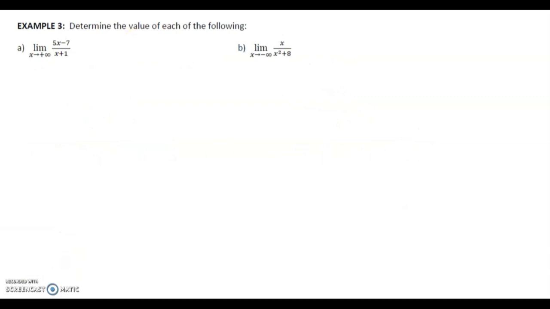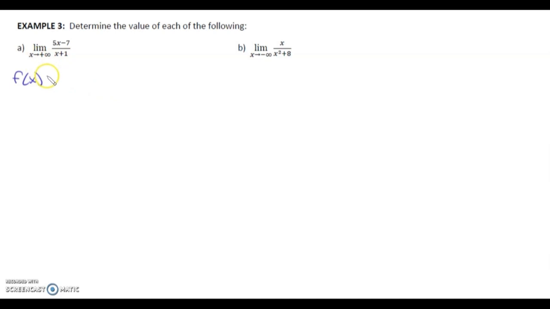Okay, example 3, determine the value of each of the following. So we have the limit as x approaches infinity of this function here, 5x minus 7 over x plus 1. As soon as we see the limit as x approaches positive infinity, we're thinking, is there a horizontal asymptote, or does it converge to an actual limit?